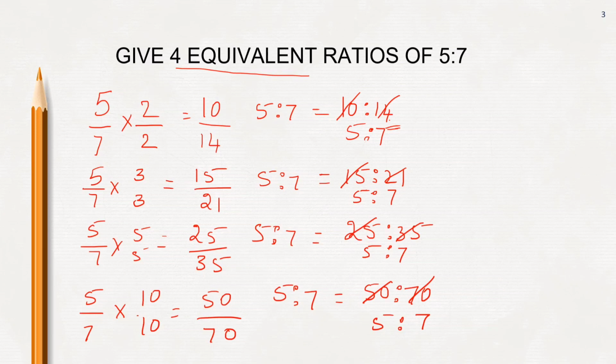So 5:7 is an equivalent ratio to 10:14. Similarly, 5:7 is also equivalent to 15:21, to 25:35, and to 50:70. Like this, you can go on finding equivalent ratios by multiplying both numbers by the same factor.